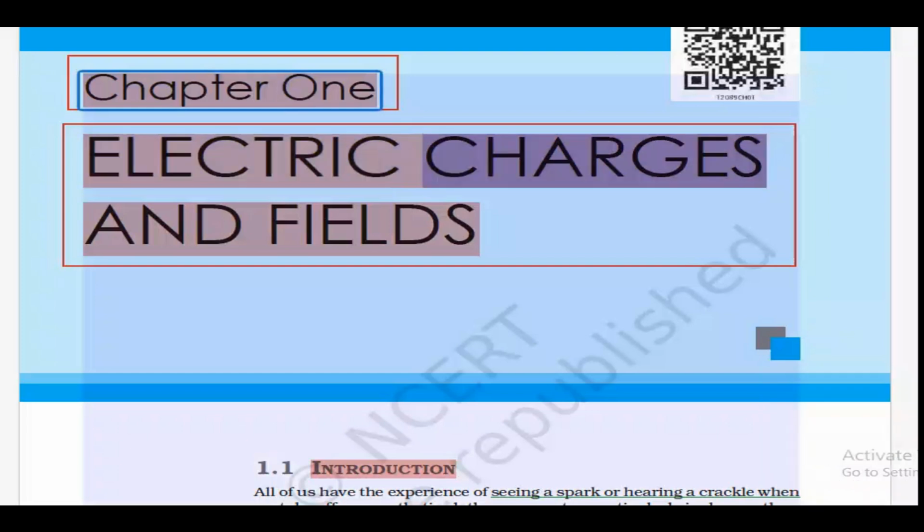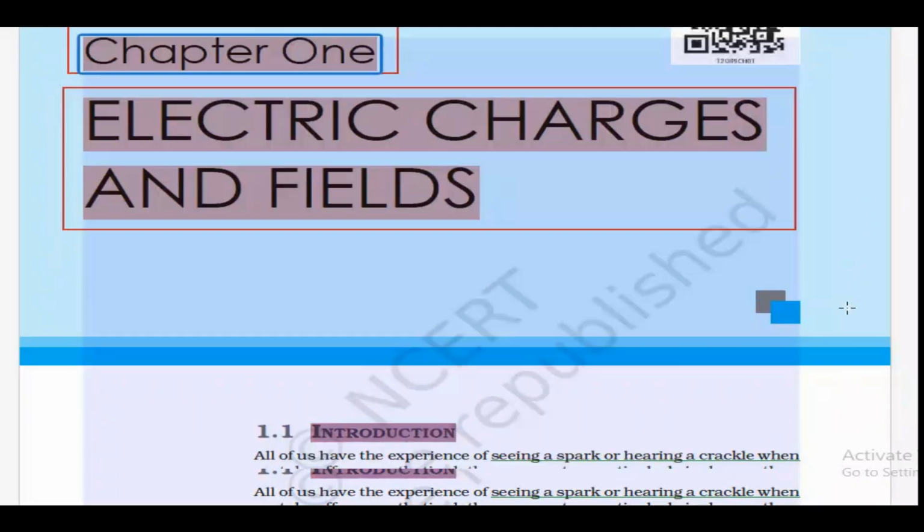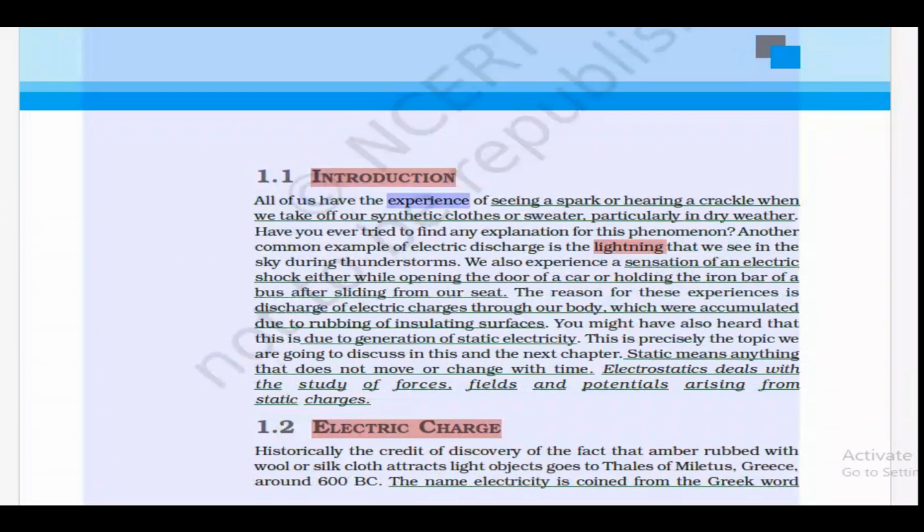Chapter 1, Electric Charges and Fields. 1.1 Introduction. All of us have the experience of seeing a spark or hearing a crackle when we take off our synthetic clothes or sweater, particularly in dry weather. Have you ever tried to find any explanation for this phenomenon?